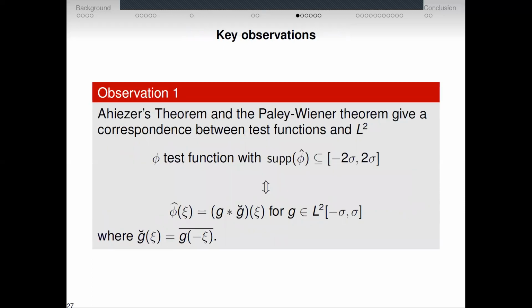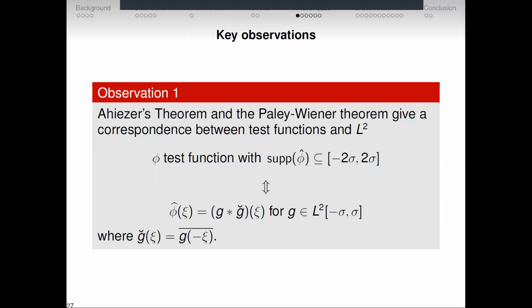And so just to outline what Iwaniec and Freeman were able to prove, there are three main observations. The first being that Akhiezer's theorem and the Paley-Wiener theorem give a correspondence between test functions and L2. Why this correspondence is important is that it reduces the problem so that it's more amenable to some functional analysis. As some of you might recall, L2 is a Hilbert space. Again, very, very nice linear algebra going on there.